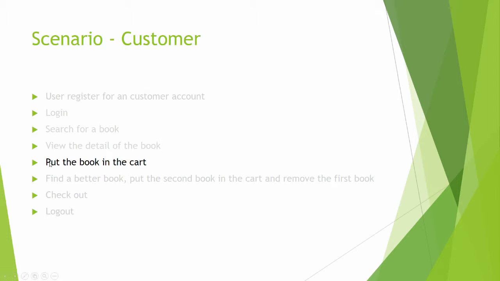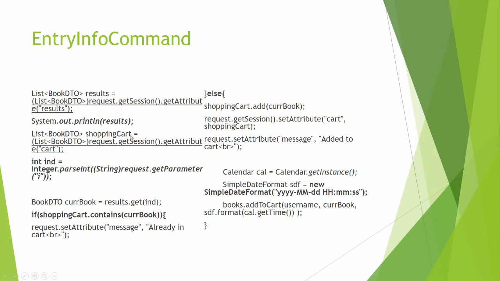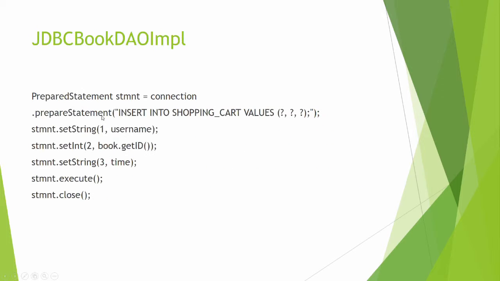So let's look at what will happen when the user puts the book in the cart. The user can put the item in the cart by pressing this button. As this is from the entry info, the entry info command will be triggered. First it will look at whether this book is in the shopping cart or not. If it is in the shopping cart, a message of "already in the cart" will appear. Otherwise, it will trigger the JDBC book DAO implementation and then insert into the shopping cart.